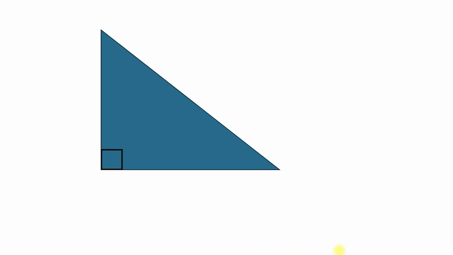Before introducing the formula itself, let's consider a few parts of our right-angled triangle. To use the Pythagorean theorem, we must start with a right-angled triangle. That is, one of the angles must be 90 degrees. The hypotenuse will be the longest side and is always directly opposite the 90-degree angle.